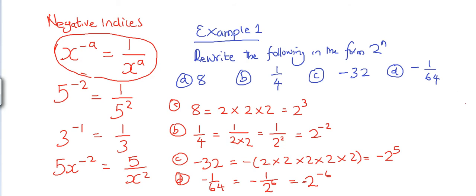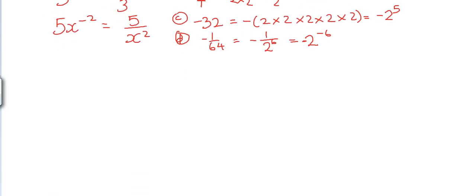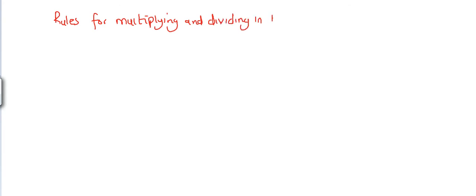Okay, moving on to the next one. Well, we've got rules for multiplying and dividing numbers in index form. So I'm going to move further down now. Let's clear that off. So, rules for multiplying and dividing in index form.